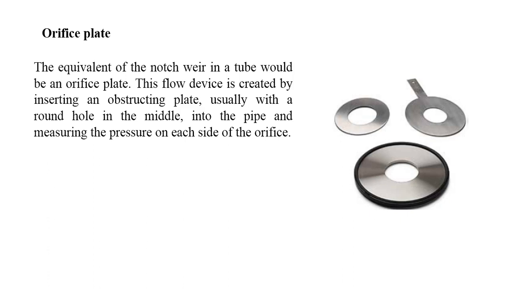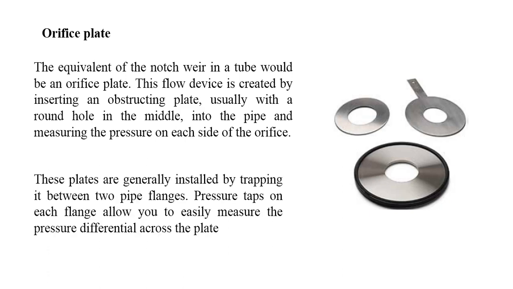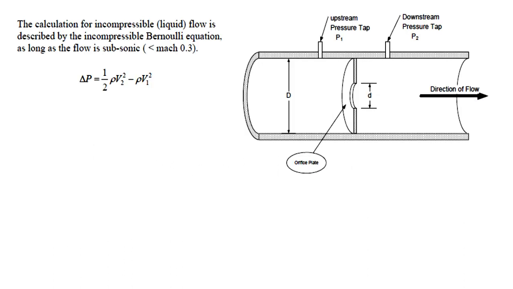The second type of obstruction flow meter is called the orifice meter. The equivalent of a V-notch in a tube would be an orifice plate. This device is created by inserting an obstruction plate, usually with a round hole in the middle, into the pipe and measuring the pressure across the orifice. These plates are generally installed by sandwiching them between two pipe flanges. Pressure taps on each flange allow you to easily measure the pressure differential across the plate.